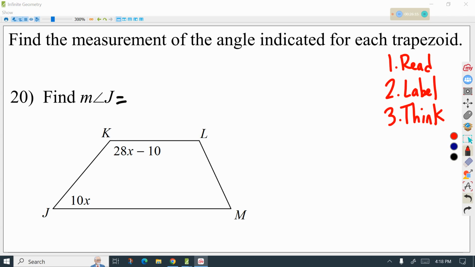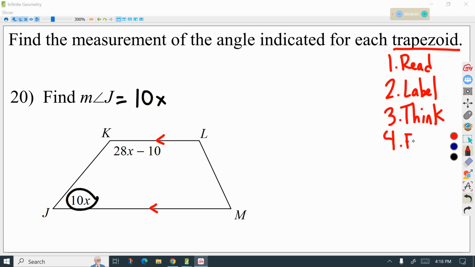We read the thing. It says that this is a trapezoid. So that means that there's one pair of parallel lines. Those two things are parallel, okay? We just labeled the picture, and now we're going to think, well, it wants me to find the measure of angle J, but the measure of angle J is 10x, so I'm going to write 10x right here. If we knew what x is, I would just have to multiply it by 10, but we don't know what it is yet. So now, we get to the next step, okay?